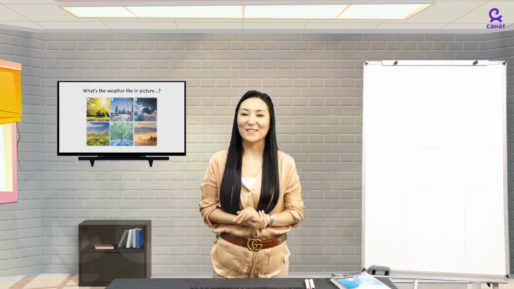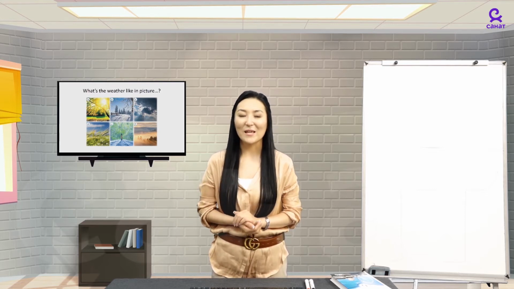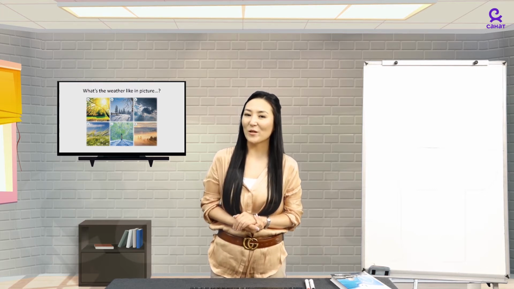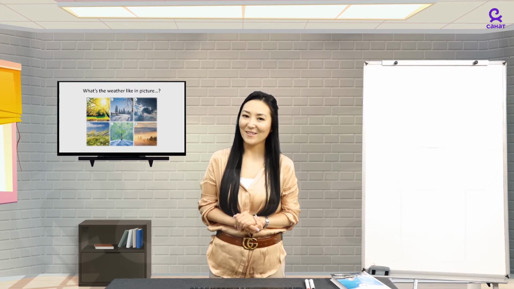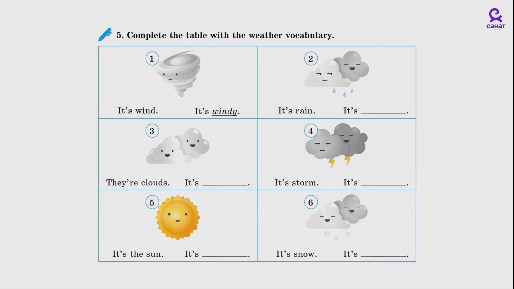Good job! Now work with your classmate again, point to the pictures, then ask and answer the question. What's the weather like in pictures A or B? For example, what's the weather like in picture A? Right, it's sunny. Now let's complete the table with the words about weather. Look at the first picture. What's this? It's wind. And what's the weather like? It's windy.